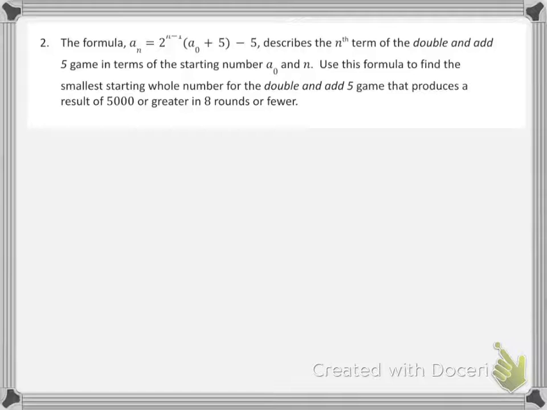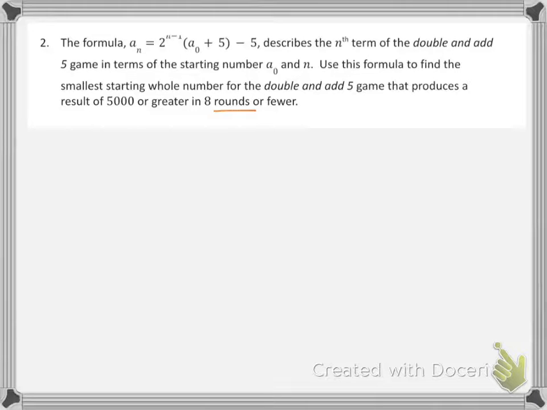All right. Number 2, the formula a sub n equals 2 times 2 to the n minus 1 power times the quantity a sub 0 plus 5, and then minus 5 describes the nth term of the double and add 5 game, where a sub 0 is the starting number and n is the number of terms, the number of rounds. Use this formula to find the smallest starting whole number for the double and add 5 game that produces a result of 5,000 or greater.